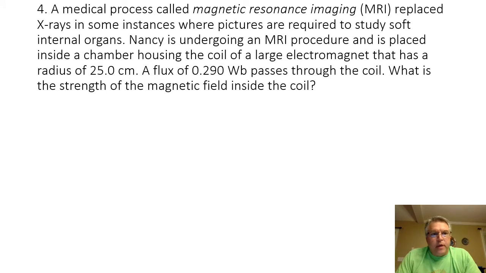Problem 4. A medical process called magnetic resonance imaging, or MRIs as we know them, replaced X-rays in some instances where pictures are required to study soft internal organs. Nancy is undergoing an MRI procedure and is placed inside a chamber housing the coil of a large electromagnet that has a radius of 25 centimeters. A flux of 0.290 Weber passes through the coil. What is the strength of the magnetic field inside the coil?